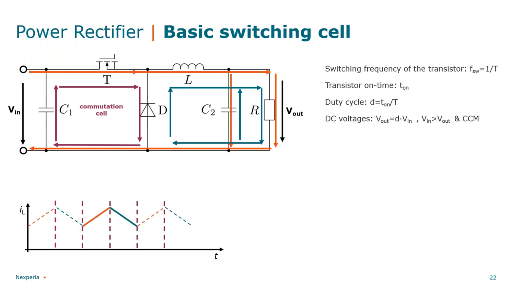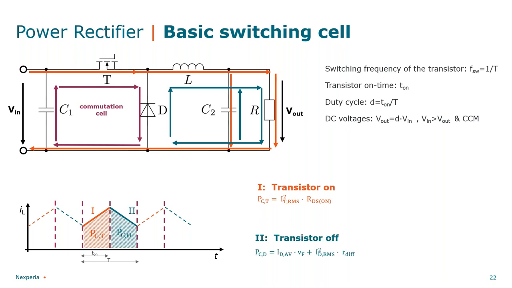If we take a closer look at one period of this periodic event, and then take a look at the loss mechanisms, then we can see here that while the transistor is on, it suffers from conduction loss, which is equal to the current through the transistor times the RDS(on).